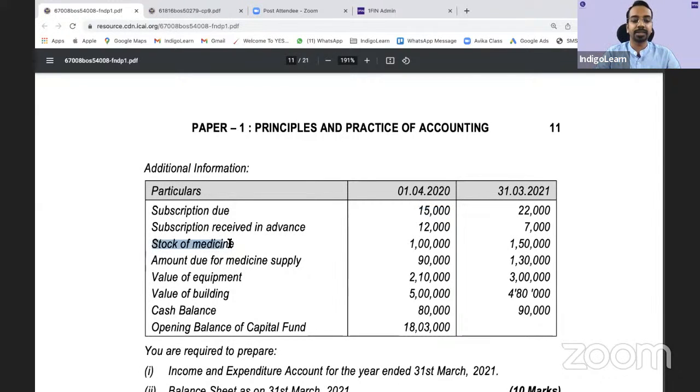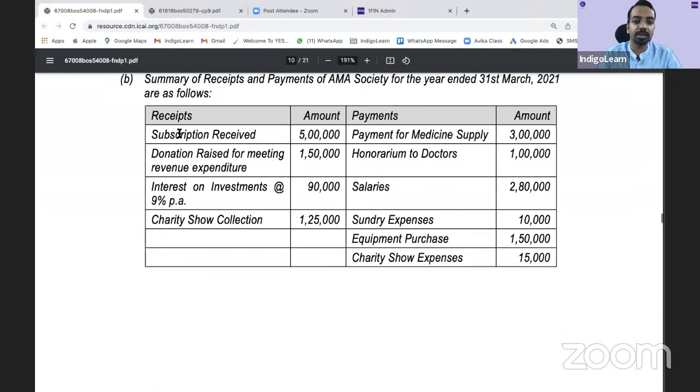Stock of medicine. I will give you a formula which will help you understand how much stock of medicines has been purchased or consumed. Now, stock of medicine is 1 lakh here, 1,50,000 here. Stock has increased, but correspondingly we would have purchased something. So you go back to the question and see, did we purchase some medicine? Payment for medicine supply, 3 lakhs we have paid. Again, this does not say that we have purchased. This says we have paid for medicine supply.